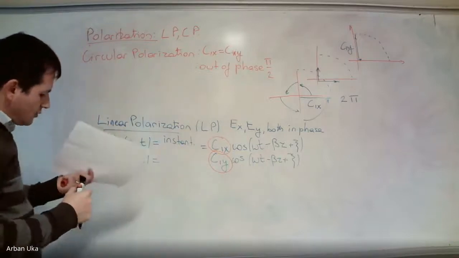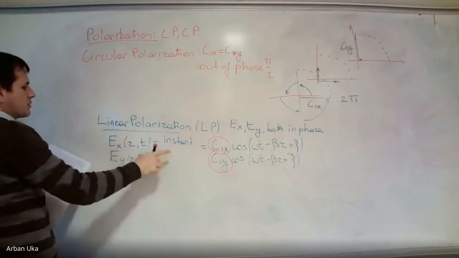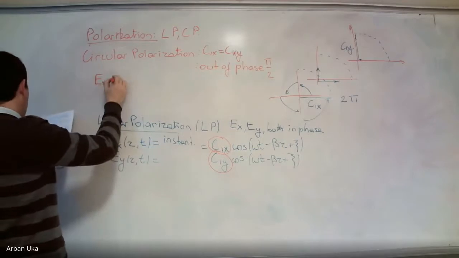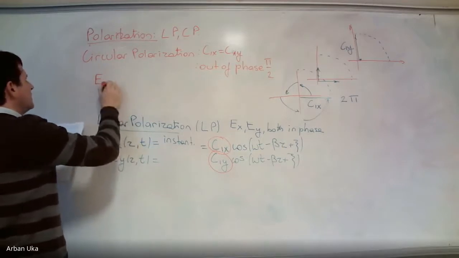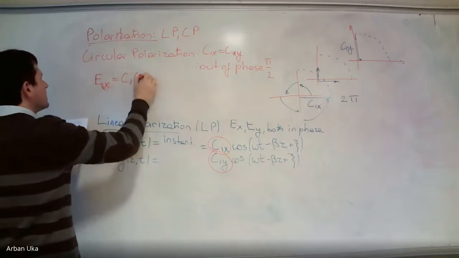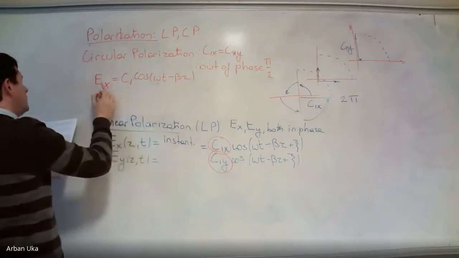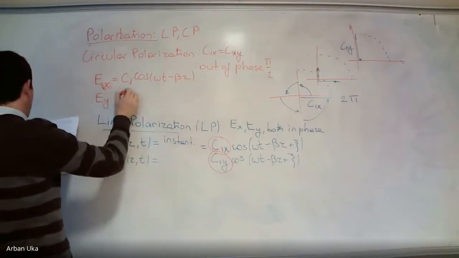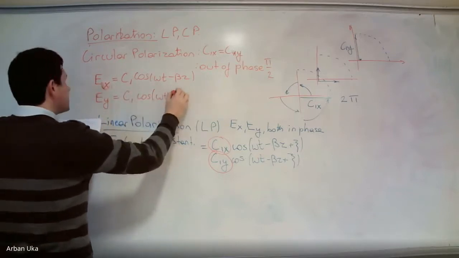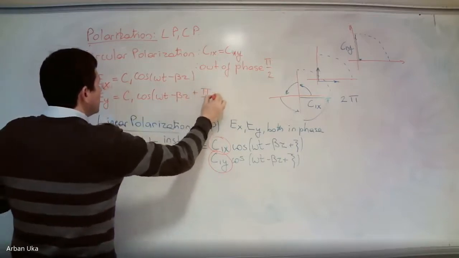And then these components, we can write them as follows. So we can say that Ex, also we can compare with what we wrote here, the electric field in the x direction, would be C1 cosine omega t minus beta z, and the Ey would be equal to C1 cosine omega t minus beta z plus pi over 2.